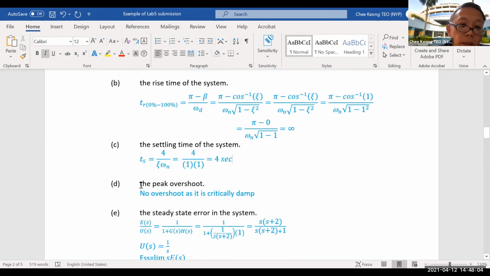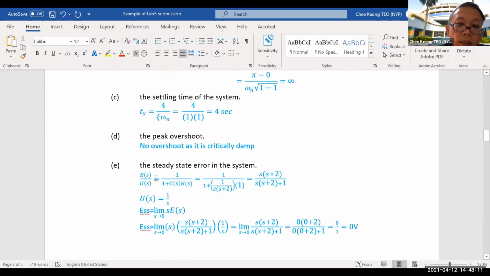Now, will there be a peak? Will there be an overshoot? Because it's critically damped, we don't expect any overshoot, right? So the steady state error for this case will be 1 over 1 plus GH. Remember, we say that it's not G over 1 plus GH, but rather 1 over 1 plus GH. Now again, you plug in your G here, and you recalculate and simplify, and your E of S over U of S will be this transfer function.